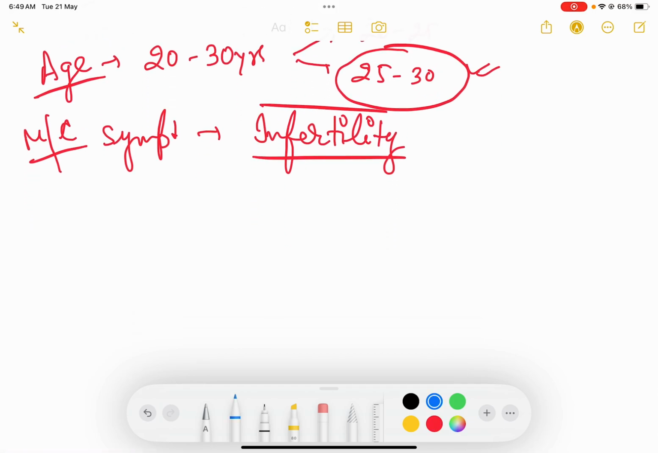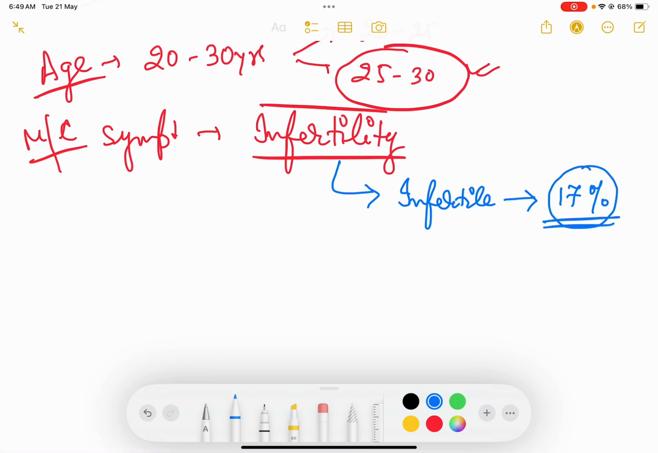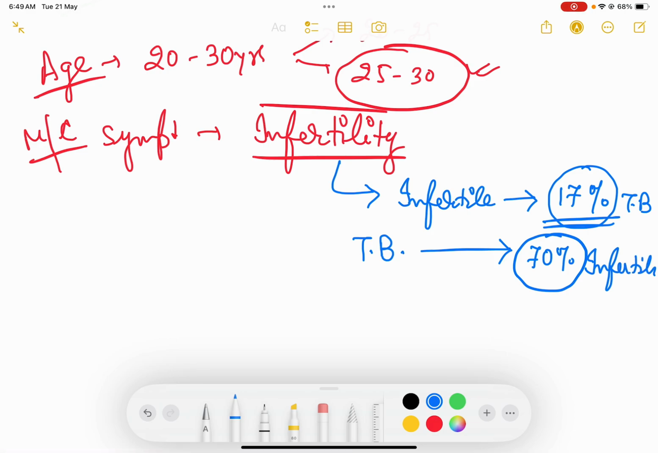Now one very important and interesting question: among infertile women, what percentage have tuberculosis? Remember, if infertility patients are evaluated, 17% will have tuberculosis. On the other hand, if women with tuberculosis are evaluated, 70% of them will have infertility. So among TB women, a very large percentage will have infertility, but among infertile women, 17% have tuberculosis as the cause. This is very important. You can remember 17 and 70%.